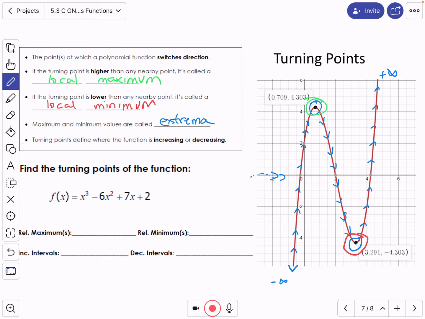All right, so looking in particular at this Desmos function plotted over here on the right, it's a plot of the function x to the third minus 6x to the second plus 7x plus 2. So it has a relative maximum at 0.709, comma 4.303, and a relative minimum at 3.291, comma minus 4.303.